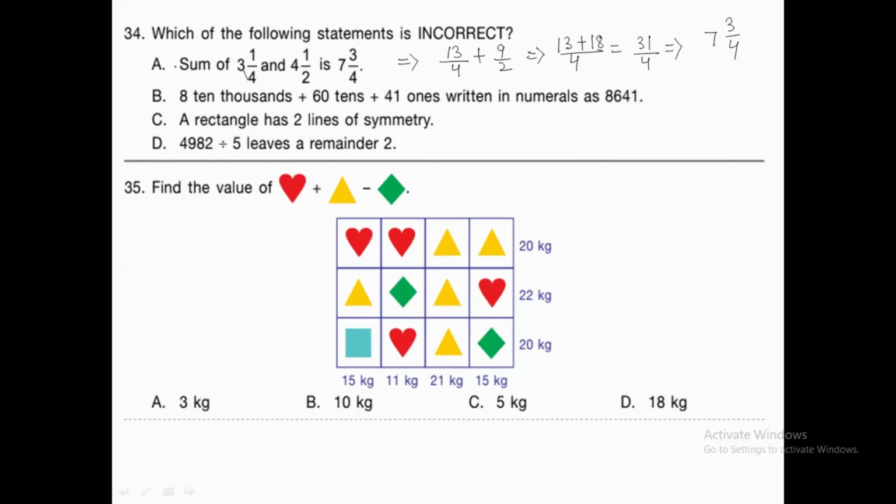Yes, this is correct. Okay, now 8 ten-thousands plus 60 tens plus 41 ones written in numerals. So we need to check whether option B is correct or not. Let's see. What is the meaning of 8 ten-thousands? When we write numbers like this, ones, tens, hundreds, thousands, ten-thousands, so 8 ten-thousands will be here.